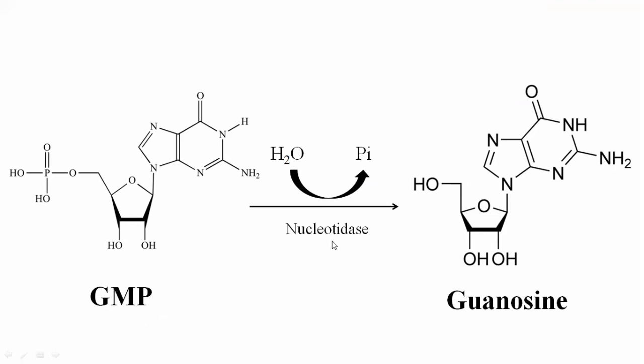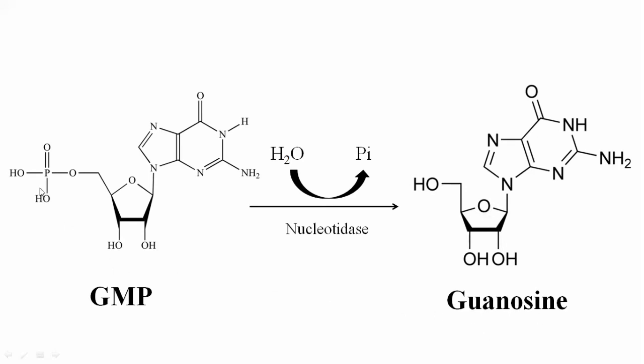The enzyme nucleotidase acts in the presence of a water molecule. The water molecule breaks the bond between the phosphate group and the ribose sugar. The bond between the phosphate group and ribose sugar is broken down by the water molecule with the help of the enzyme nucleotidase, setting the nucleoside free. The guanine base and ribose remain together and form guanosine.